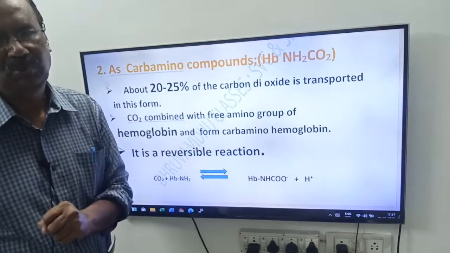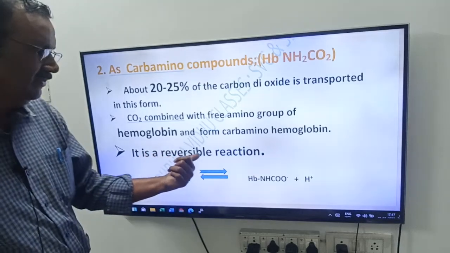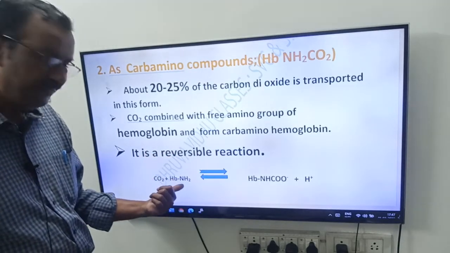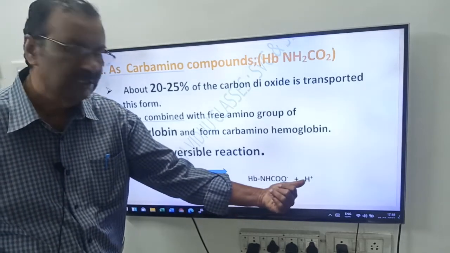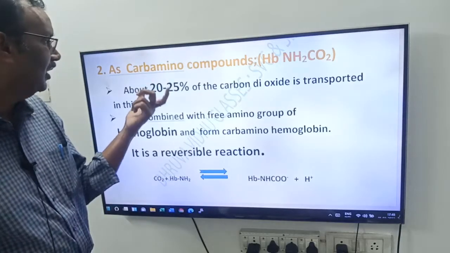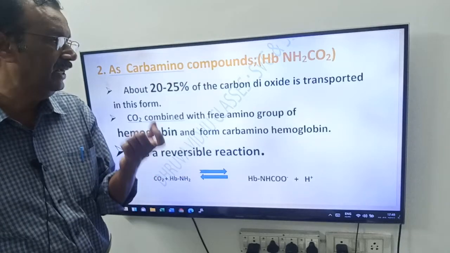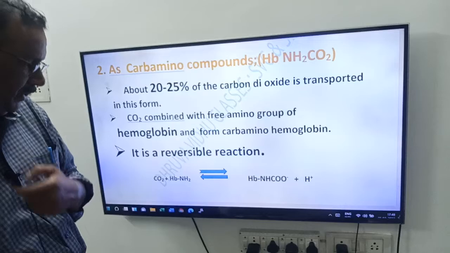This carbamino hemoglobin formation is a reversible reaction, friends. See friends, CO2 plus HbNH2 gives rise to HbNHCOOH. This is a reversible reaction. Like this, how much friends? 23% of the carbon dioxide is transported in the form of carbamino compounds.